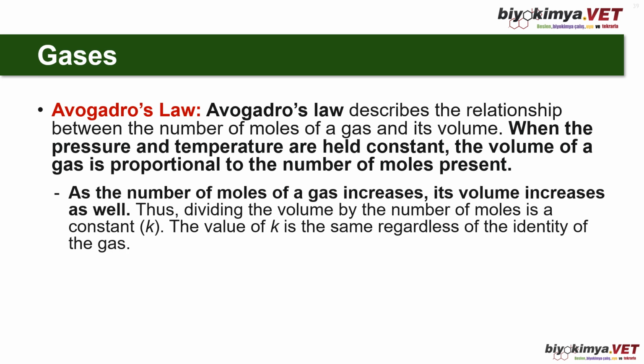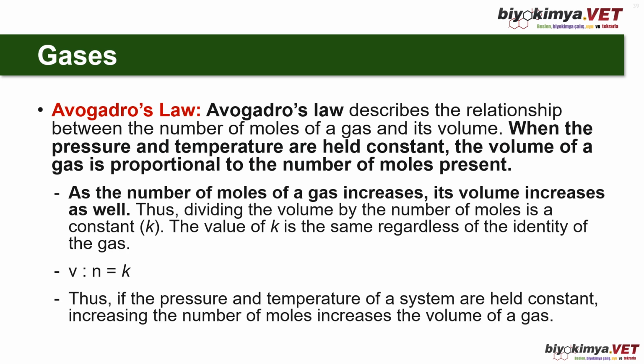Thus, dividing the volume by the number of moles is a constant. And the value of the constant is the same regardless of the identity of the gas. Thus, if the pressure and temperature of a system are held constant, increasing the number of moles increases the volume of gas. And here is the equation: V1 divided by N1 equals V2 divided by N2.